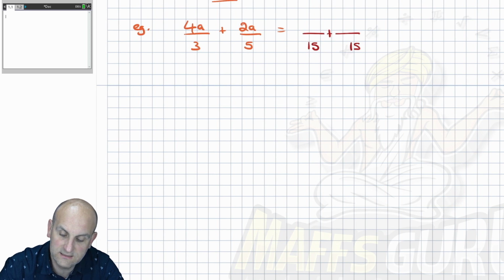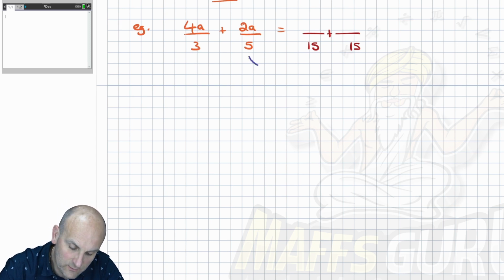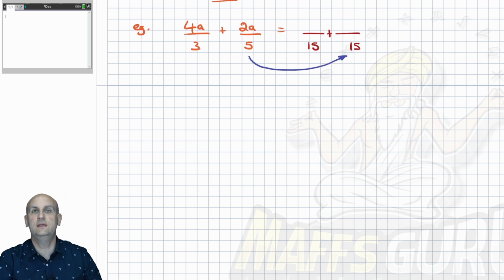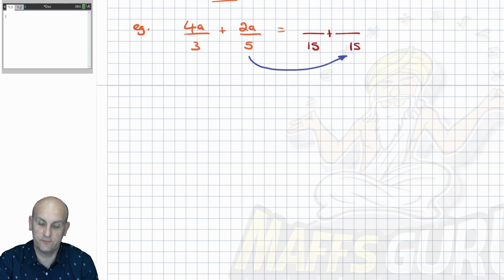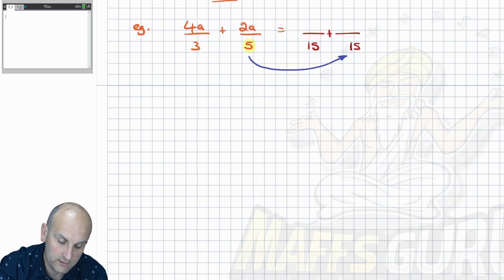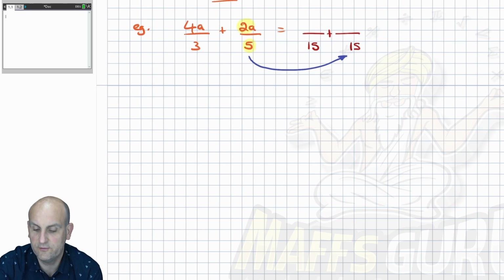Now we're going to look at changing. So I'm going to do the second one first. The 5 has changed into a 15. How? It's 3 times bigger. I've timesed it by 3. So when I times the bottom by 3, I have to times the top by 3.